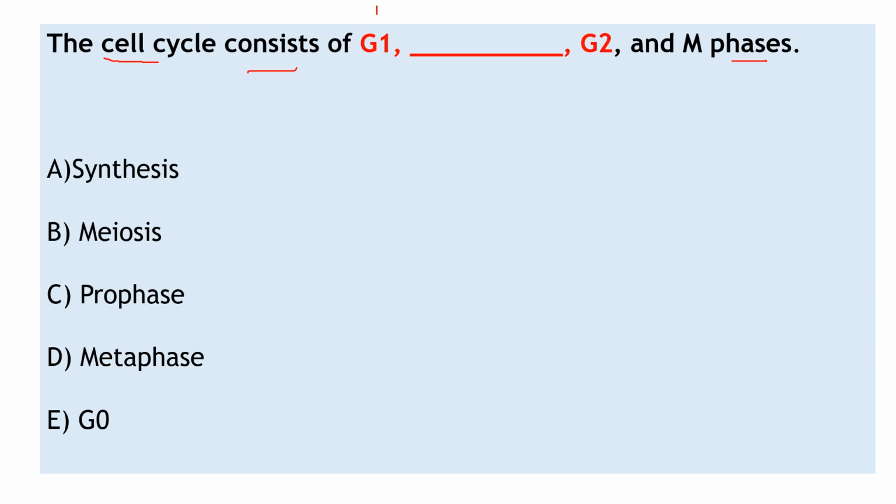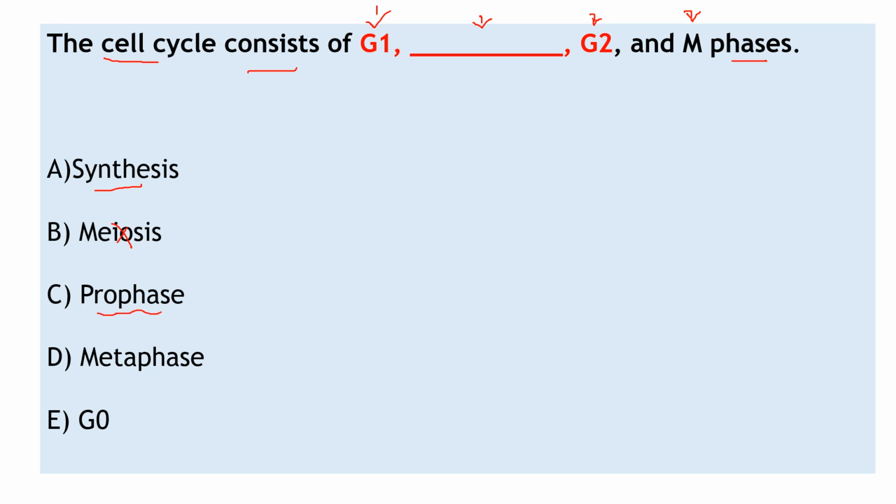So G1, that is the first control. Then they go to synthesis. Here, the most likely is synthesis. G2 is to know that the DNA replication went well. And M is for mitosis. So here it should be synthesis, meiosis, here is incorrect. Prophase, remember, I'm going to repeat it multiple times.